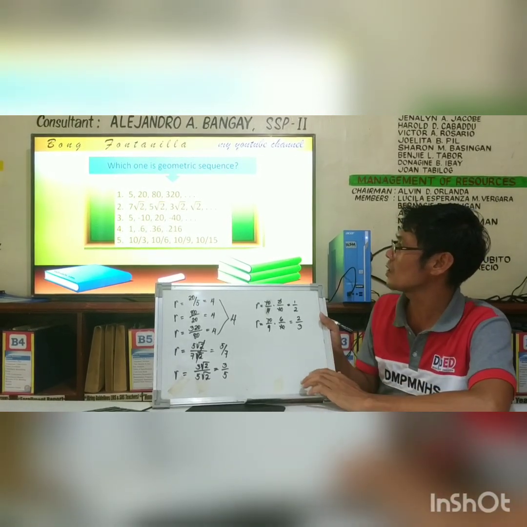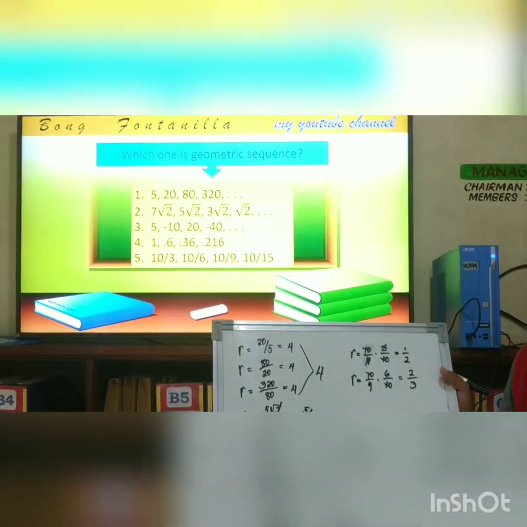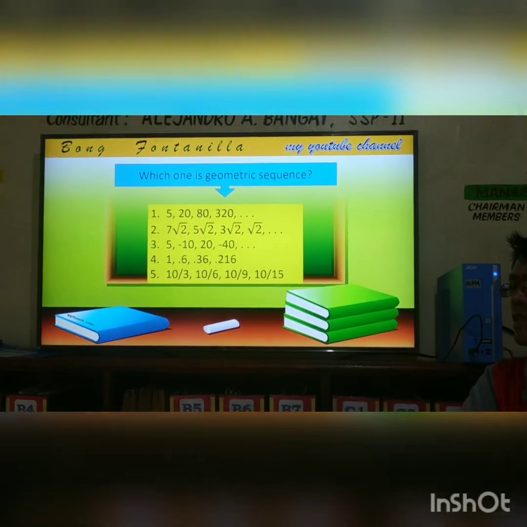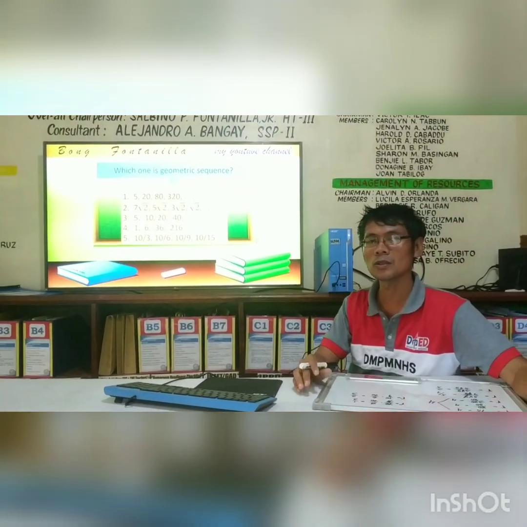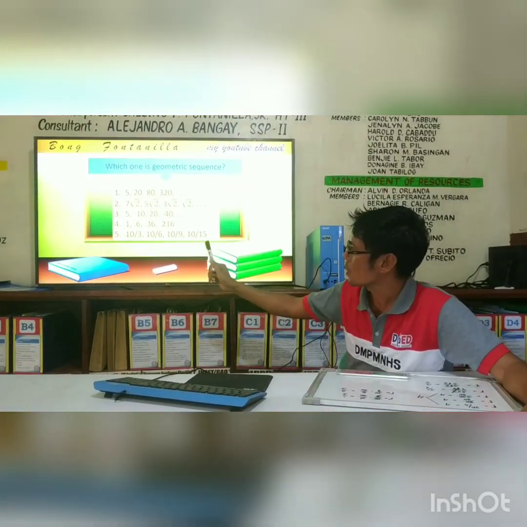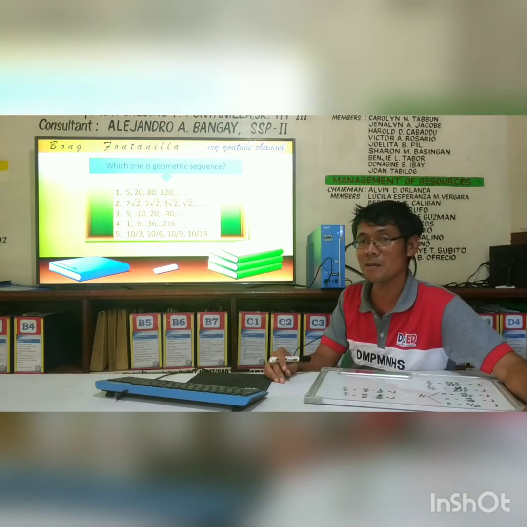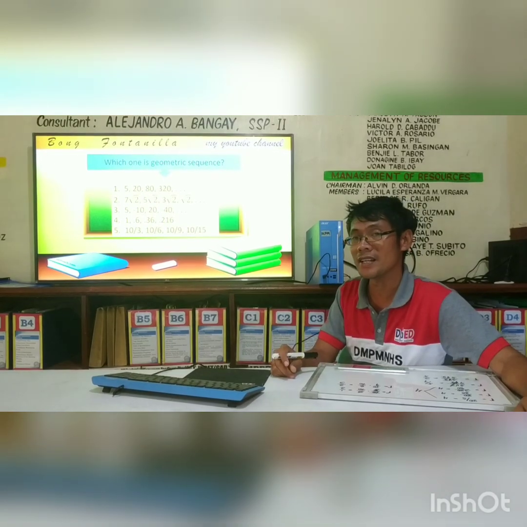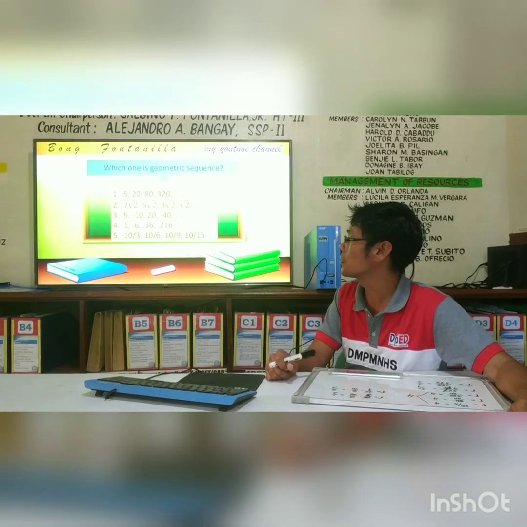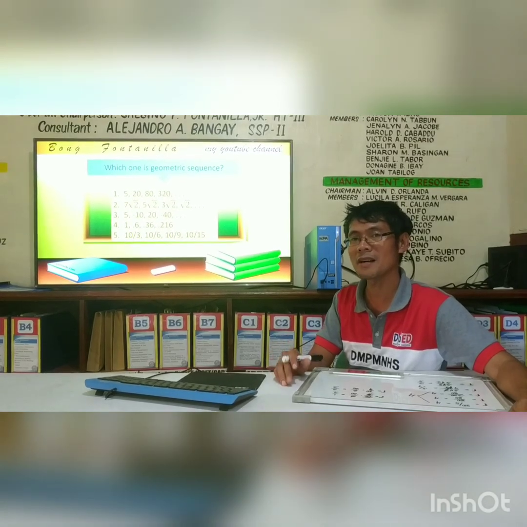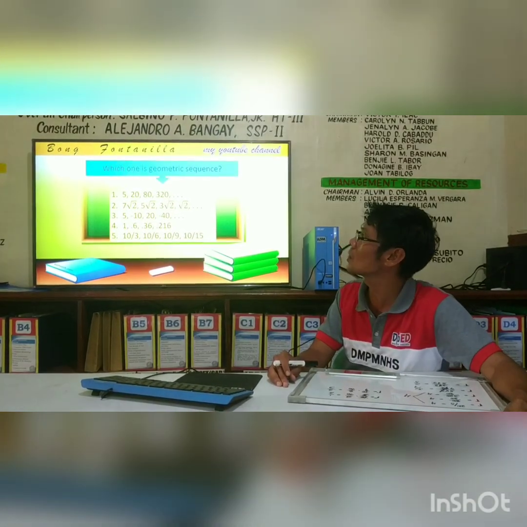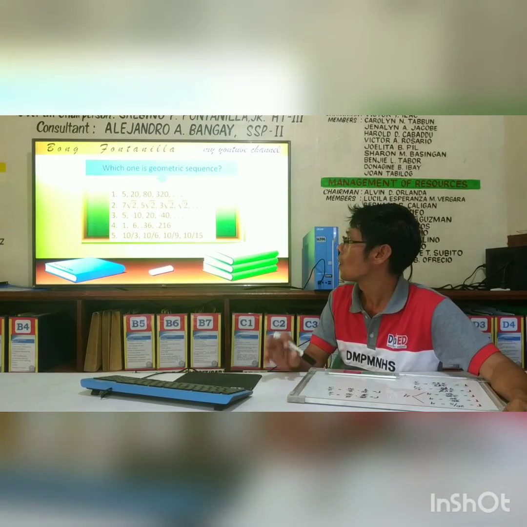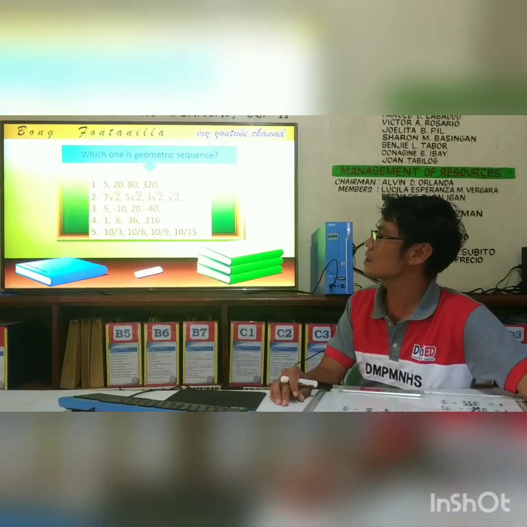Okay, next, for number 3, you're given 5, negative 10, 20, negative 40. I think that would be very simple, so long as you know how to operate signed numbers. So you have there, negative 10 divided by 5, you will be getting negative 2. Then 20 divided by negative 10, still you will be getting negative 2. And negative 40 divided by 20 is still negative 2. So we have a common ratio, therefore number 3 is also a geometric sequence.